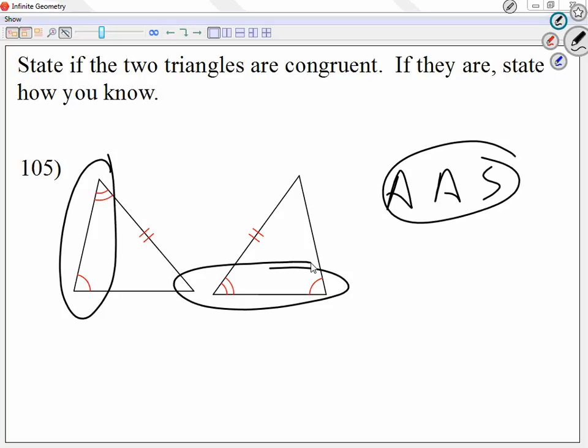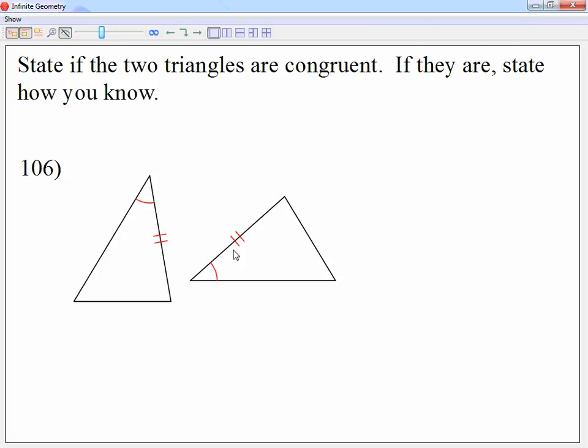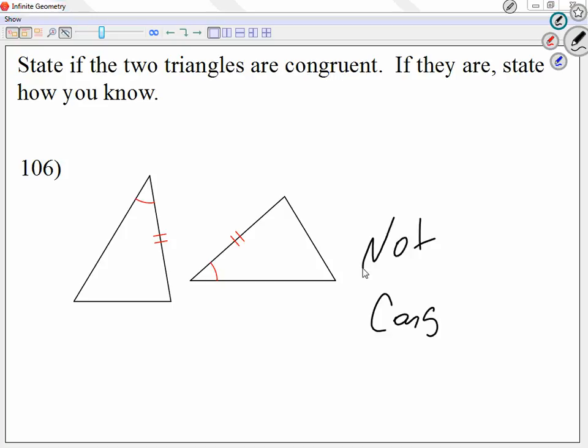106? Okay. Looking at 106, there's only two markings. Legally, we cannot come up with a third marking, so I'm going to call this non-congruent. We need three. There is one rule that only has two letters, HL, hypotenuse leg, but that one still has three markings, right? It's an angle side, where the angle is 90 degrees. We call it HL, but it still has three markings.